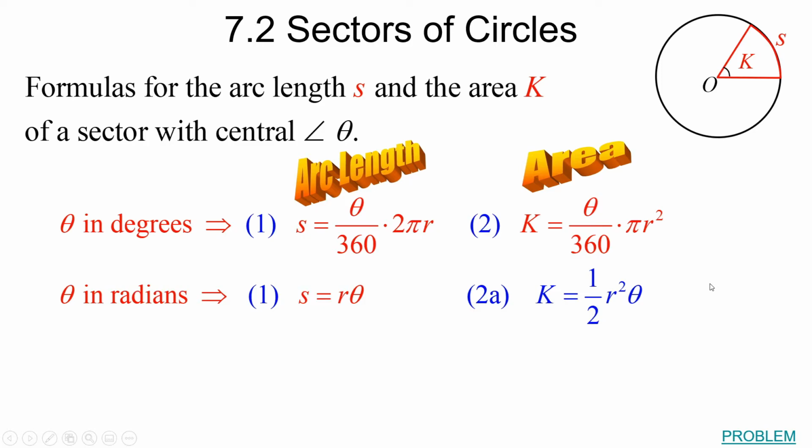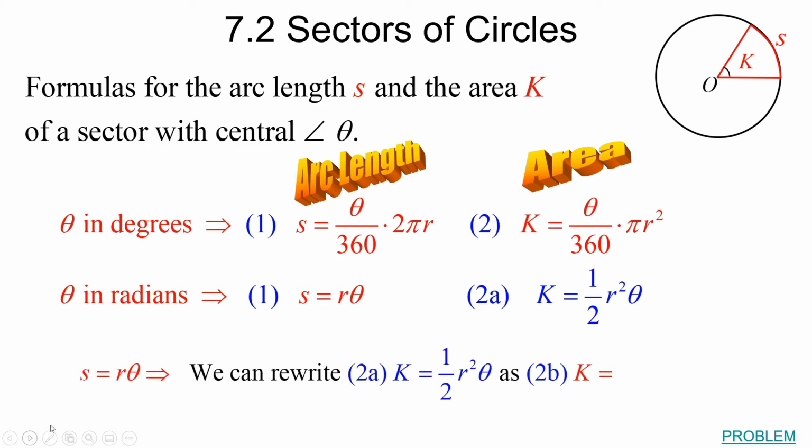All right, now watch this, you guys. Since we just said arc length is r times theta, do you see a factor of r times theta right there? We can simplify this formula. We can rewrite 2a, K equals 1/2 r squared theta, as 2b, K equals 1/2 r, and then we have another r theta right there as s, so that would be 1/2 rs. Oh, I like that formula. Okay, let's use these formulas.